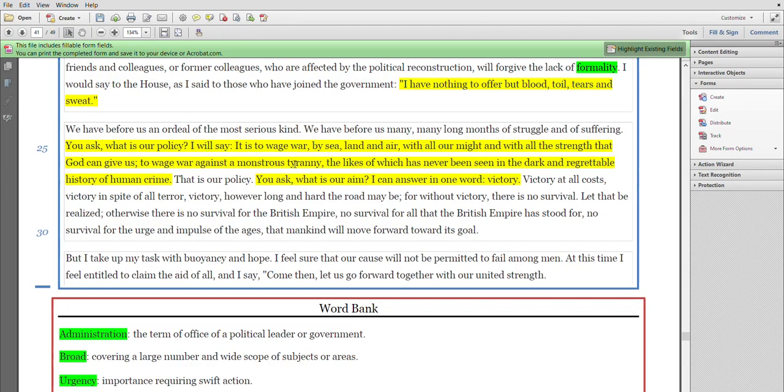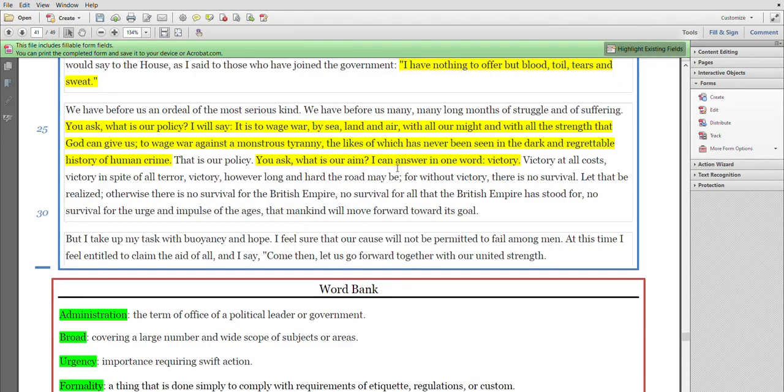We have before us an ordeal of the most serious kind. We have before us many long months of struggle and suffering. You ask, what is our policy? I will say, it is to wage war by sea, land, and air, with all our might and all our strength that God can give us, to wage war against a monstrous tyranny, the likes of which has never been seen in the dark and regrettable history of human crime.